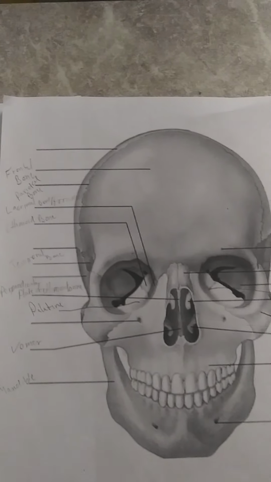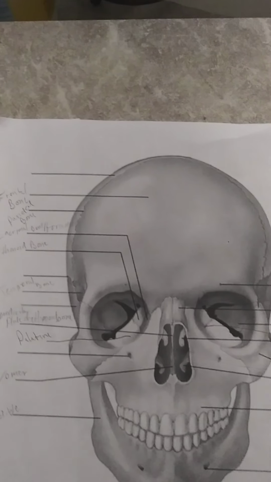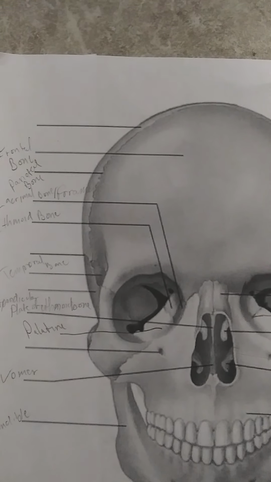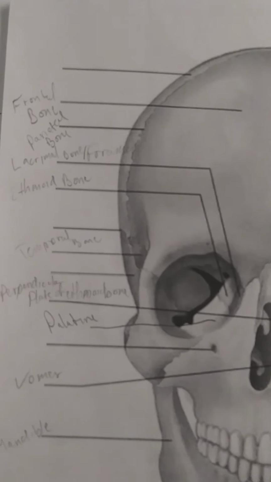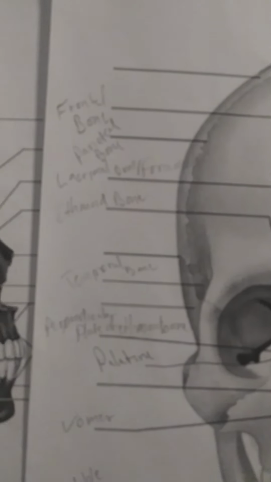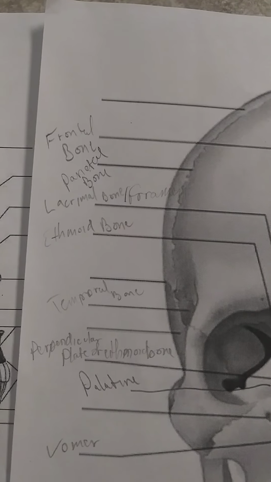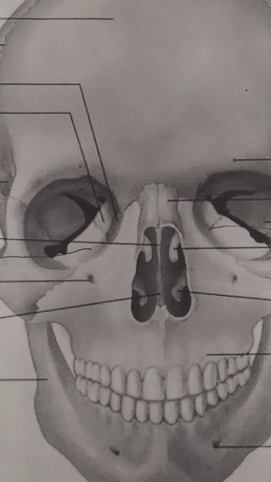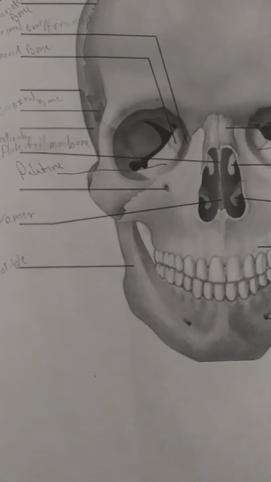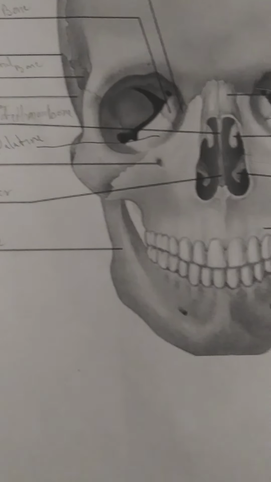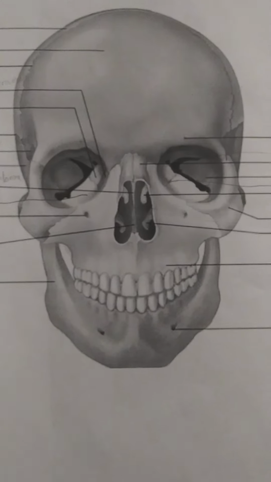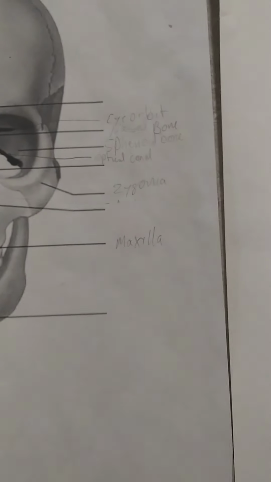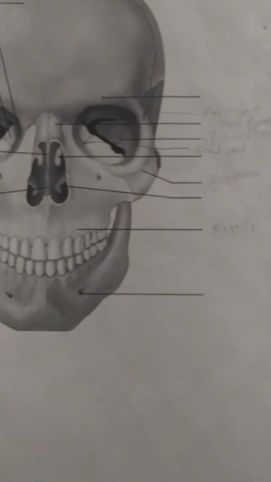For the frontal, we're pretty much talking about the front of the cranial there, where you can see it's labeled. And then for the lacrimal, as you can see right there, the lacrimal is pretty much the inside of the eye there. And then we have the mandible, which is the jawbone there. Then we have the maxilla, which is the actual mouth, which is labeled right there.